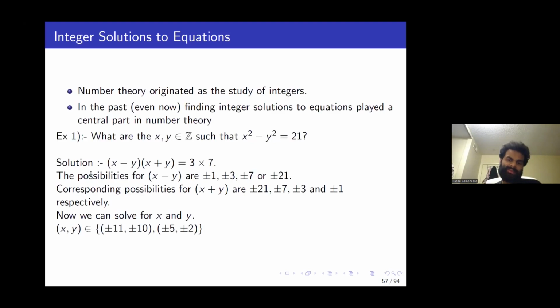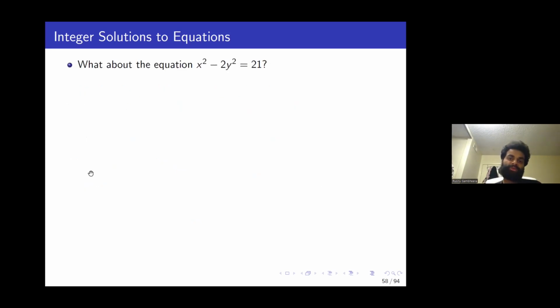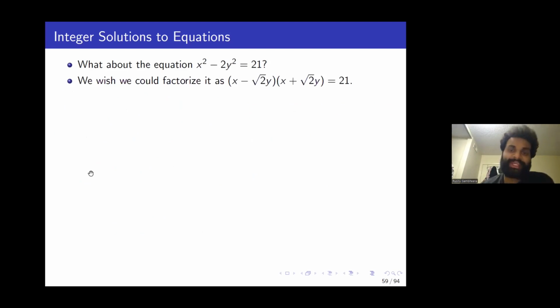So earlier, what did we do? We factorized, right? And we played the unique factorization game. So we wish we could factorize, right? We wish we could factorize it like this, right? x minus root 2 y, x plus root 2 y. Well, we can factorize this, but this doesn't help.